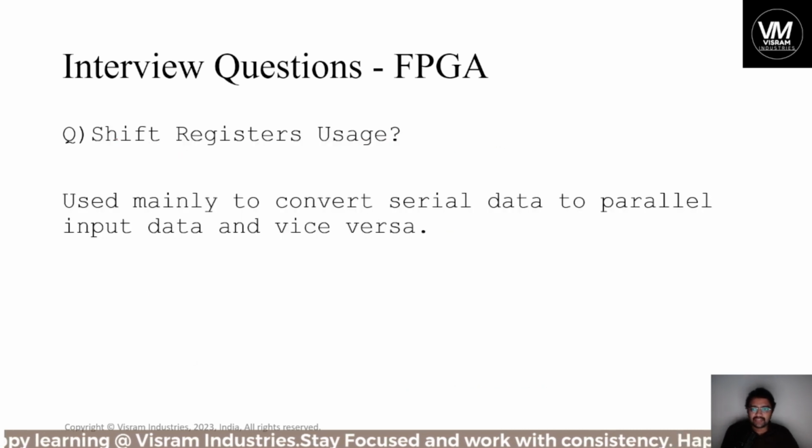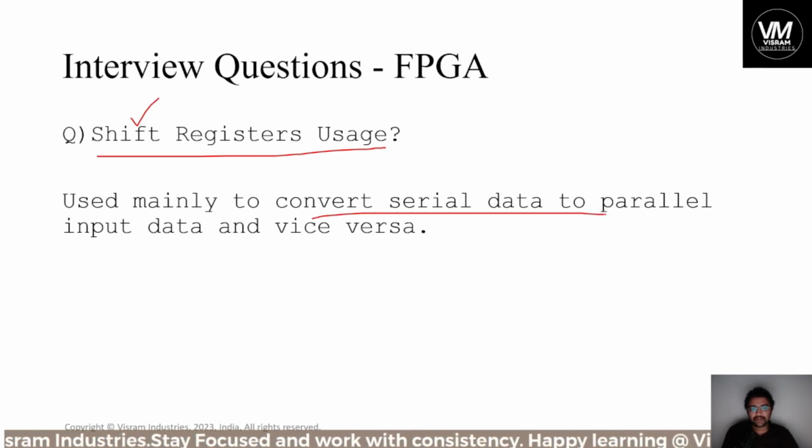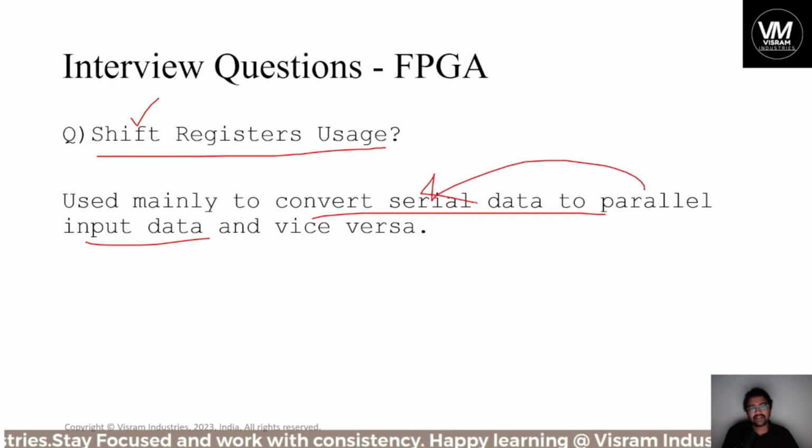Now come to the shift registers. What is the usage of shift registers? They are only used for converting serial data to parallel data, and parallel data to serial data. That conversion happens in the registers, and that is mainly used. What is the main usage of shift registers? Conversion of data from serial to parallel, and parallel to serial.